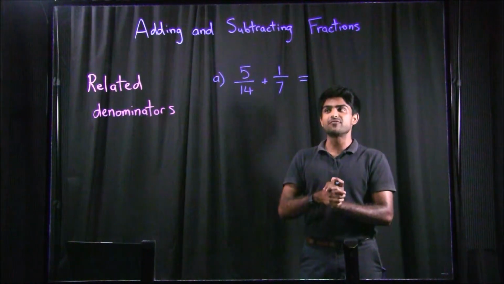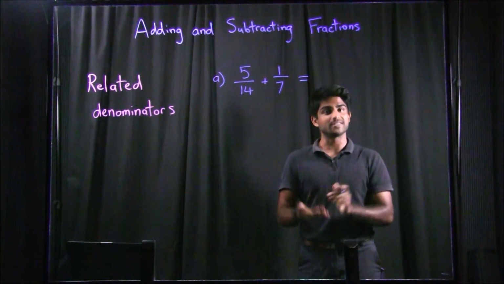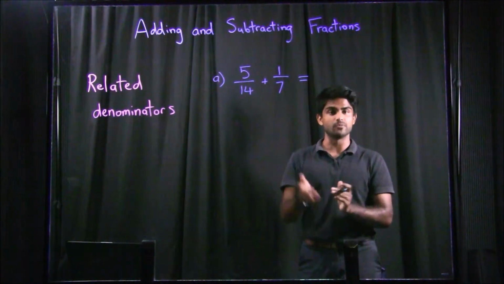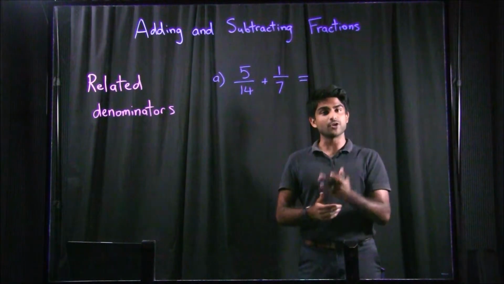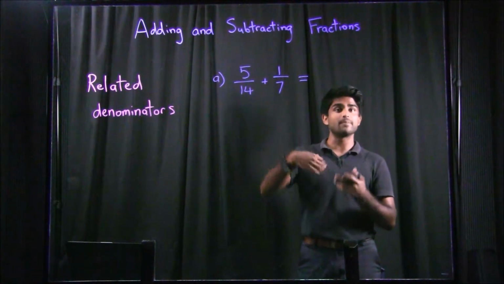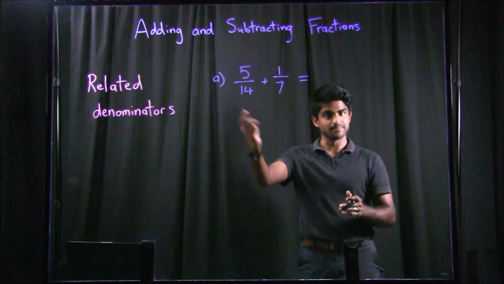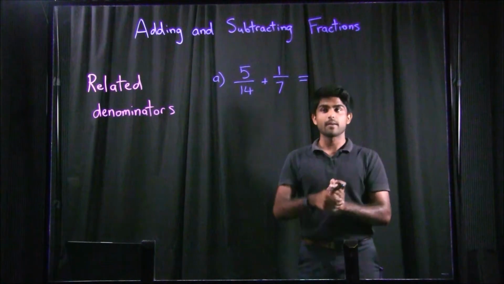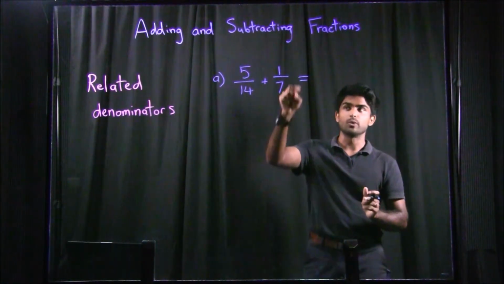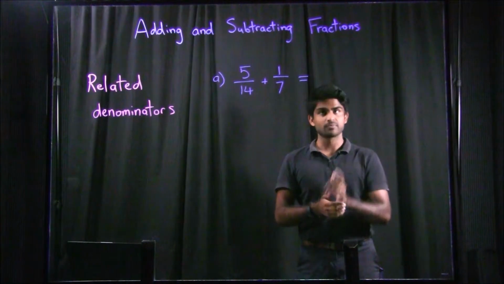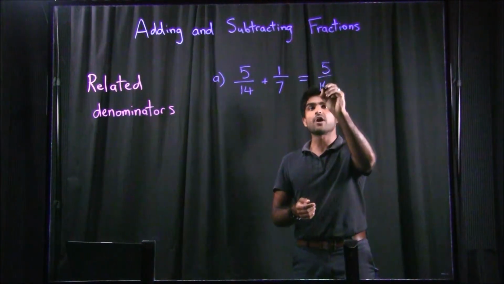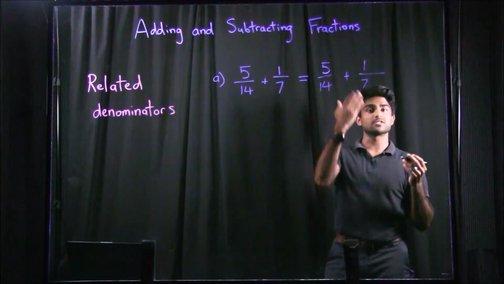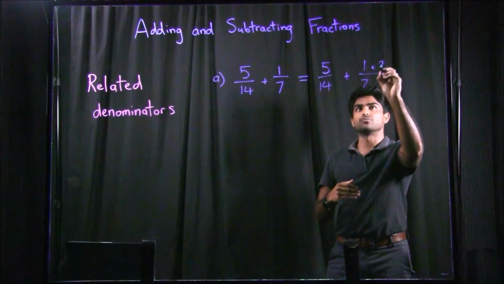So our first question is 5 over 14 plus 1 over 7. Obviously these denominators are not the same, so we can't just add the numerators across as we did before. What we first need to do is multiply 7 by a particular number to reach 14. To get from 7 to 14, you need to times by 2. But we can't just times the bottom by 2, we also need to times the top by 2. So our first step will be to write 5 over 14 plus 1 over 7, but we're timesing the top and the bottom by 2.